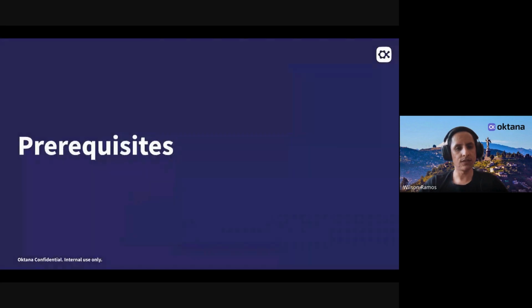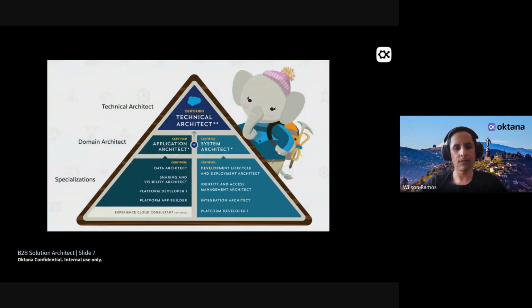So let's go ahead with the prerequisites to achieve this certification. You have probably seen this pyramid before. If you have chosen to follow the application architect or the system architect path, this is the technical architect pyramid, and we will focus on the left side of this pyramid. We see that we have application architect, and among these prerequisites, we have data architect, sharing and visibility architect, platform developer one, and platform app builder.